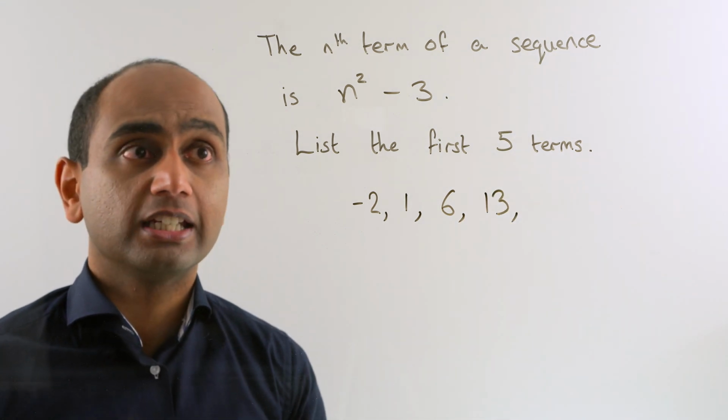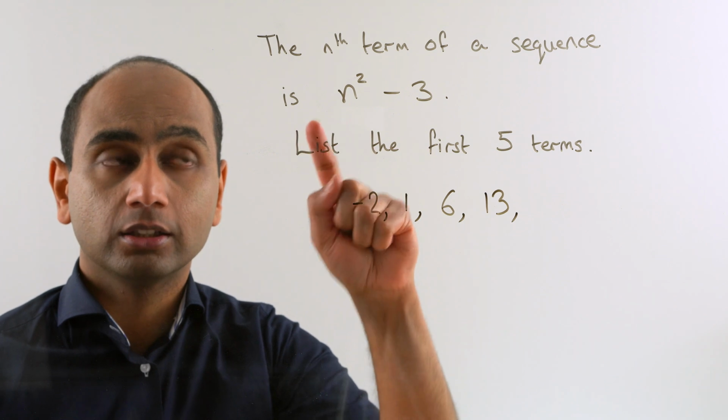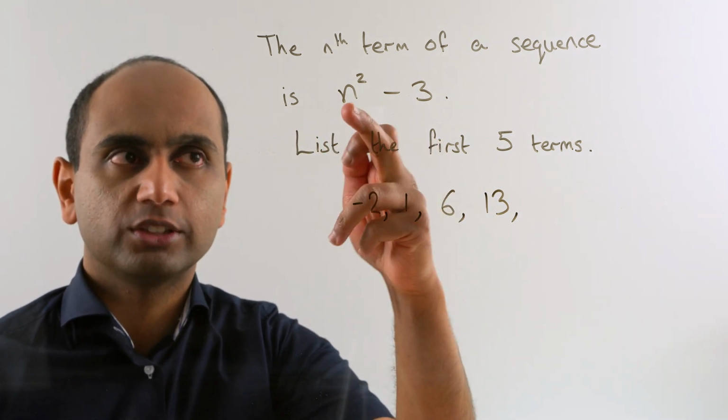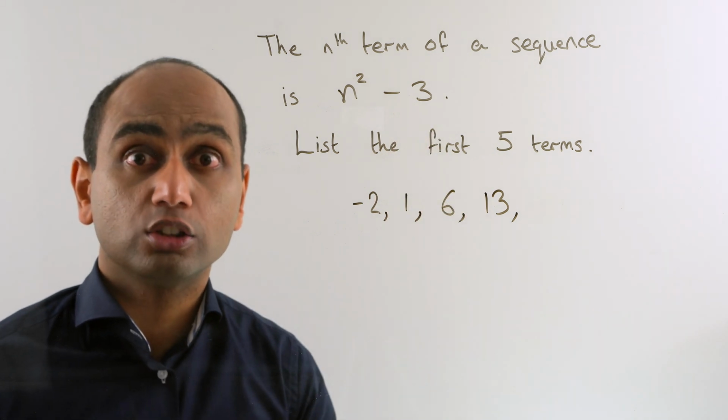The fifth term is what we get when we do 5 squared and then subtract 3. 5 squared is 25. 25 minus 3 is 22.